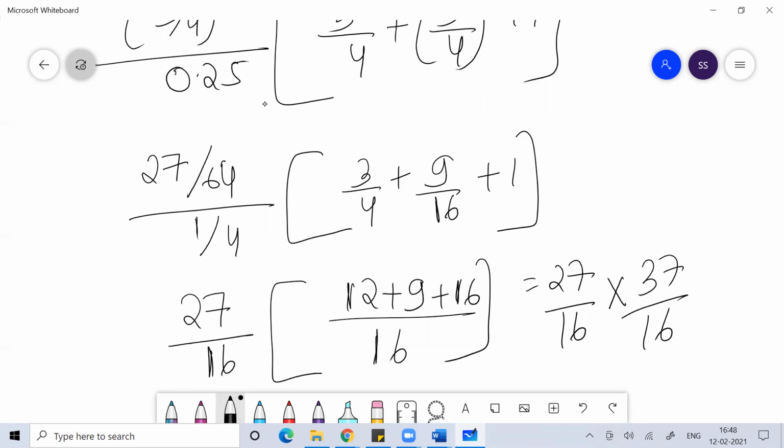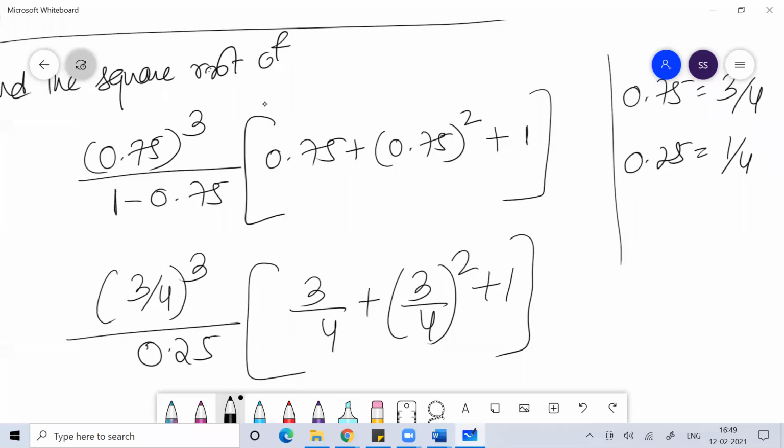12 plus 9 is 21, plus 16. So 37, correct. 16 plus 9 is 25, 25 plus 12 is 37. So 27 and 37. Is 37 a prime number? How can I do this? One minute.